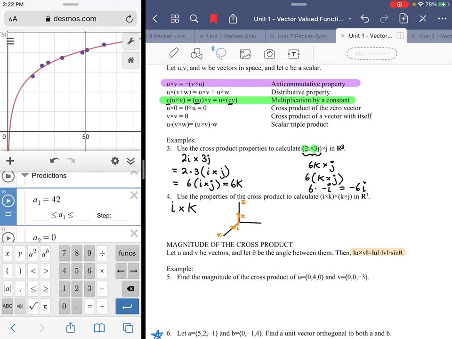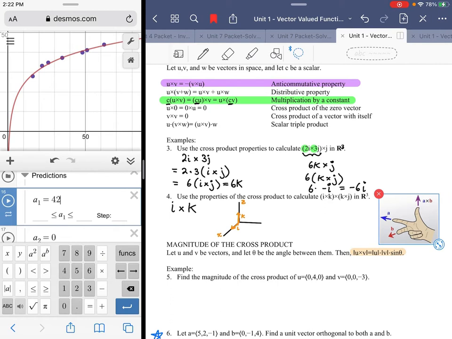So we're looking at page 19, number 4. We need to use properties of cross product to calculate i cross k cross j. So I started writing out part of the solution here, i cross k, with the appropriate diagram so that we can try to apply the right-hand rule and see what flavor of j is going to end up presenting itself.